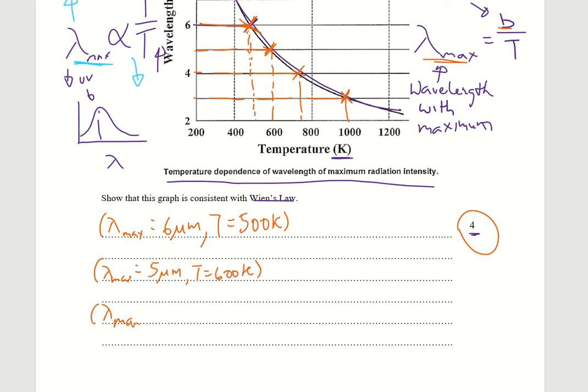Lambda max. That one looks about 750. Just make a rough estimate. Then lambda max.